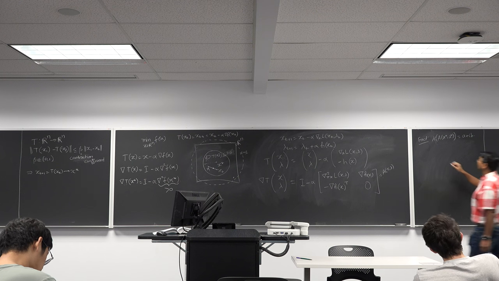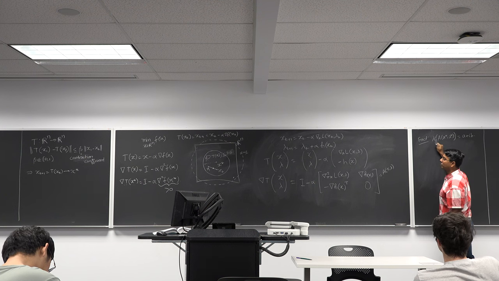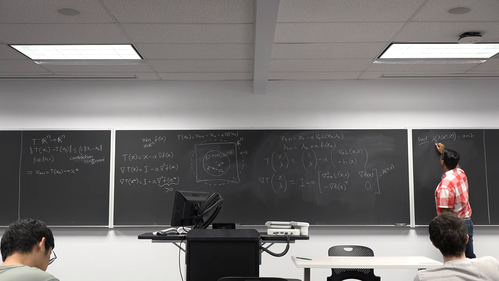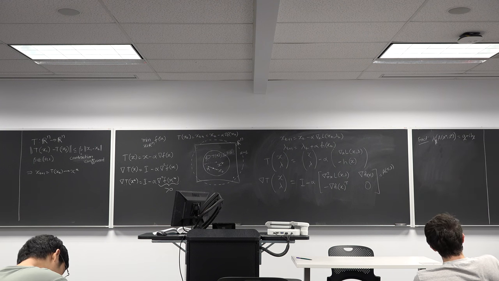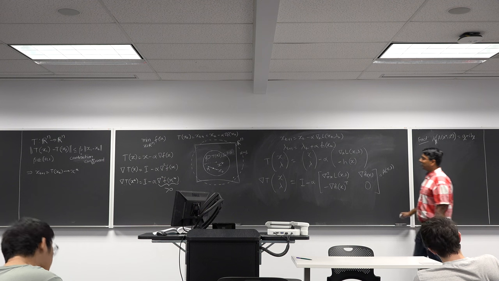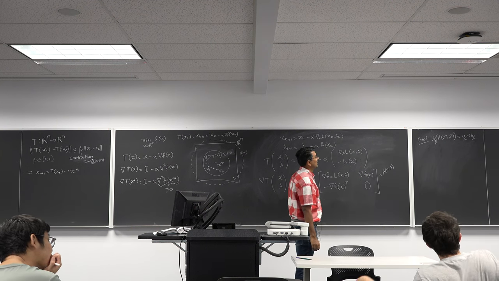Lambda k. No, k is already used as the iteration number. Lambda j. J is also a complex number. Lambda l. Okay. You know, ten weeks into the class, it's very difficult to find appropriate notation. Anyways, can't help it.